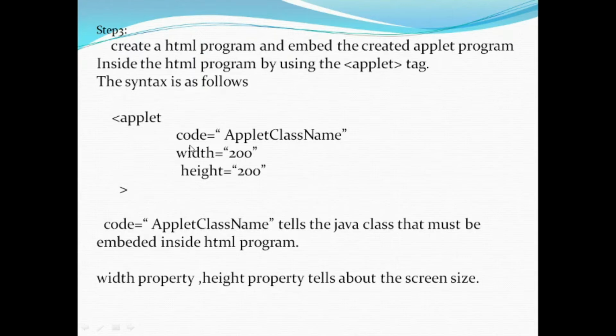Here you can see there are three attributes. One attribute name is code, one is width, and one is height. The value of code is nothing but the Java program which you are adding into the HTML page, and the width and height tell the screen size. That is, an applet is nothing but a screen.